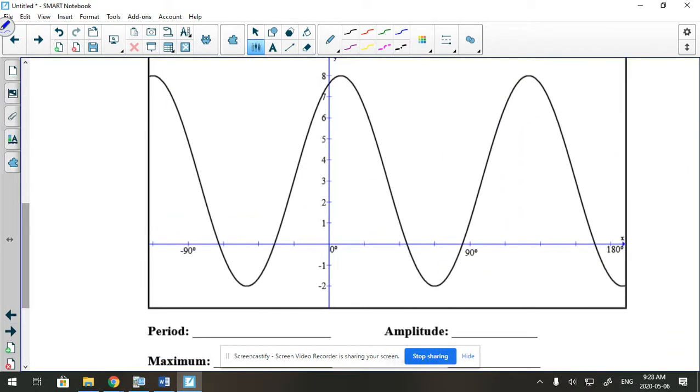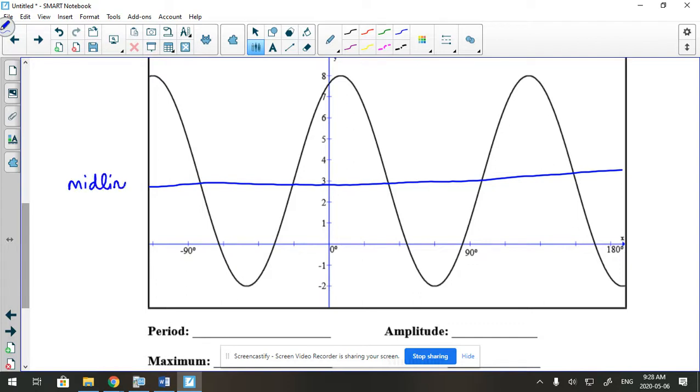Okay, so first thing I like to do is draw the midline. I can see the highest point is 8, lowest point is -2, so that is a difference of 10. That means my midline has to be 5 units away from either the max or the min, which means my midline is at 3. I can't draw very straight, but that should be right at 3. Okay, so that's my midline.